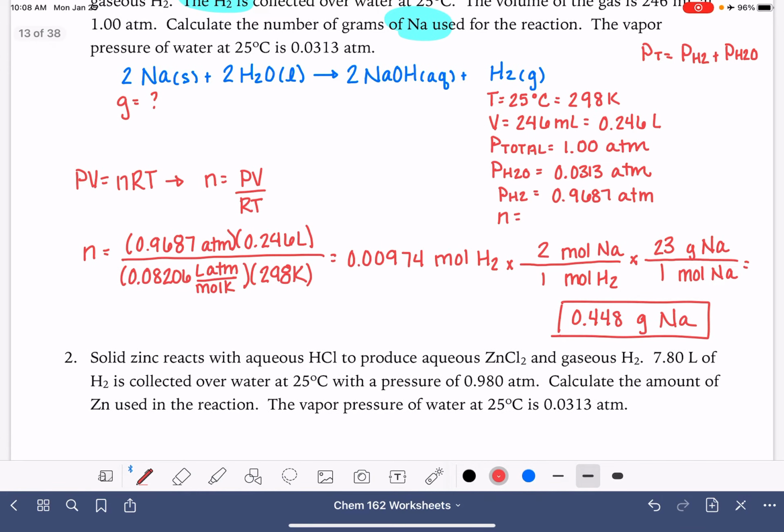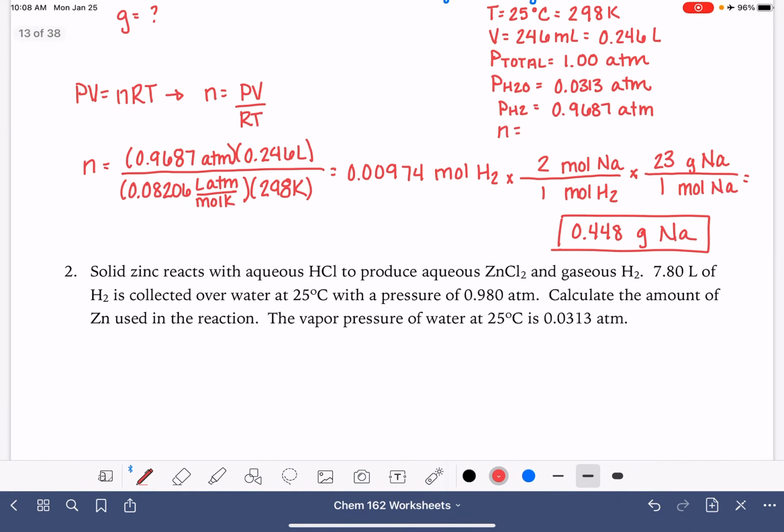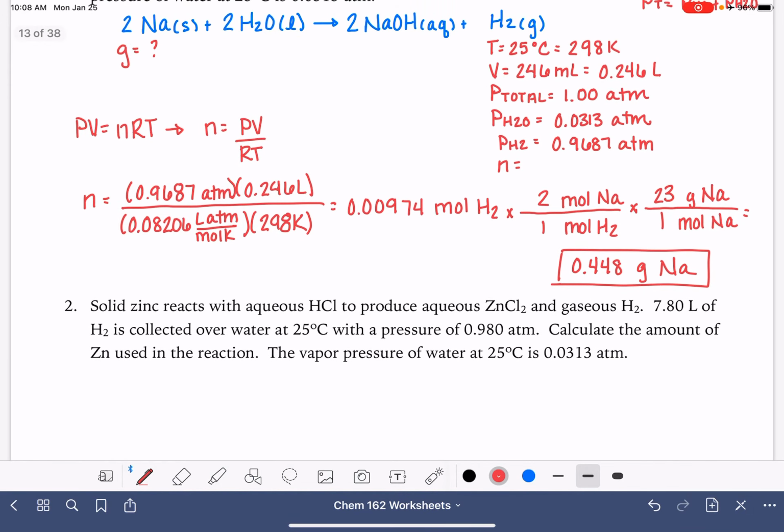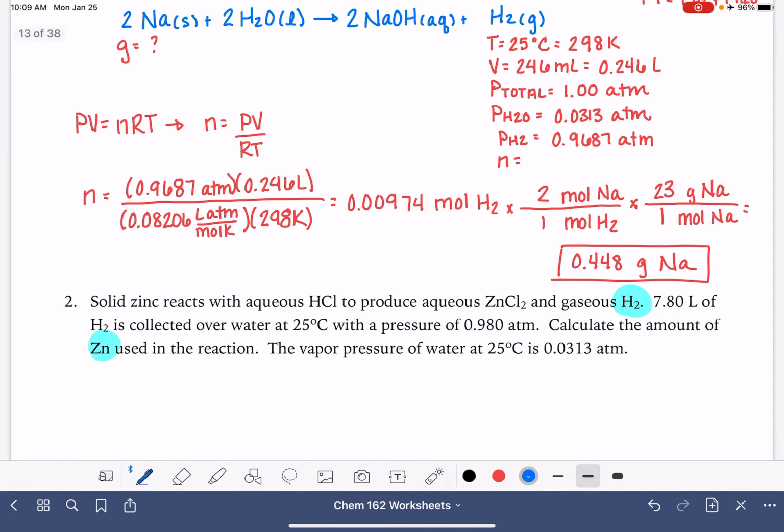Now let's take a look at another problem that's similar. In this problem, we have some information about the reaction. It says that we have 7.8 liters of hydrogen at 25 degrees C with a pressure of 0.98, and we want to calculate how much zinc is used. So again, we're given information about hydrogen, being asked to use that information to calculate something about zinc. That's how we know that this is a stoichiometry problem, and we'll start with a balanced equation.